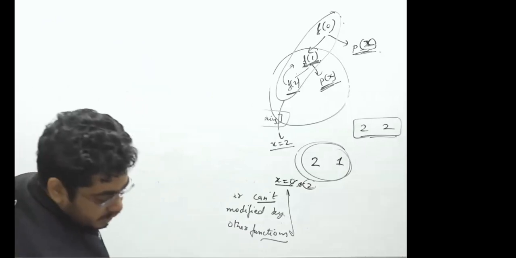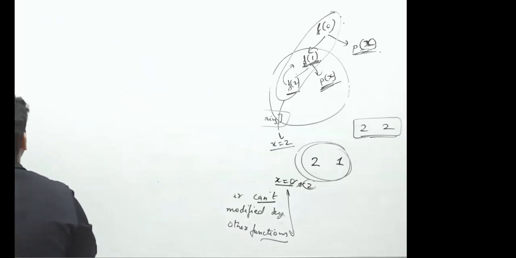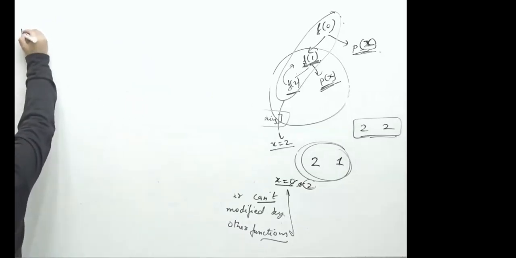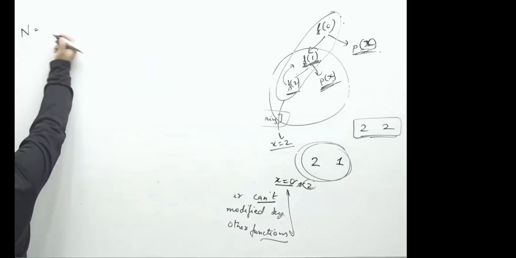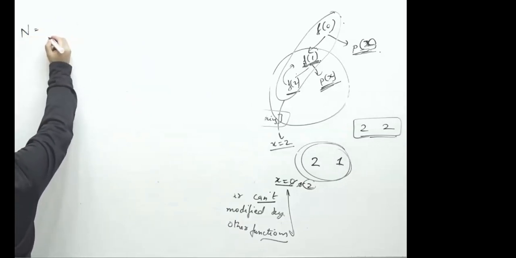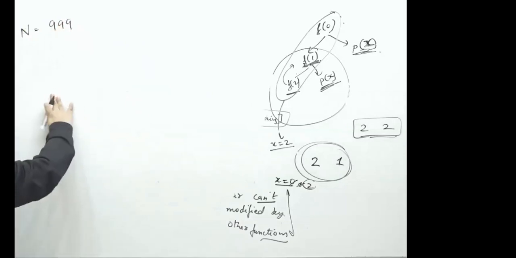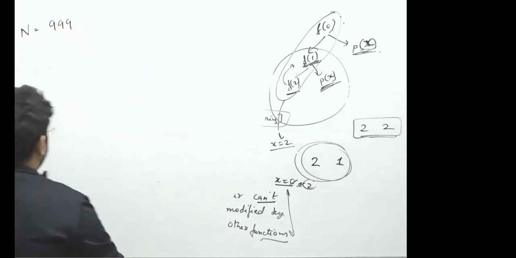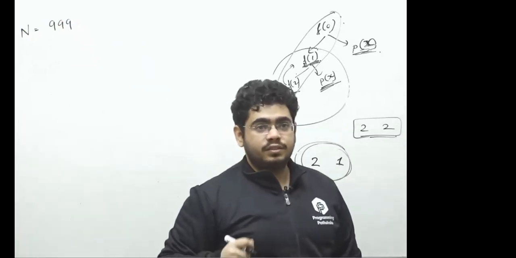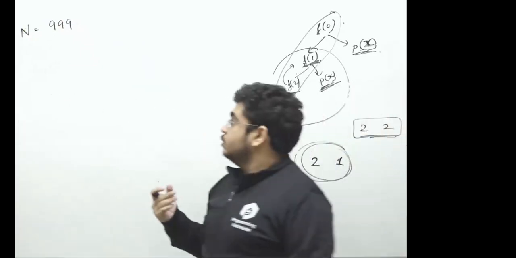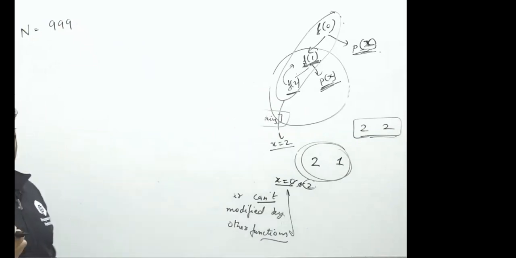So let's quickly do one problem. The problem says, let's say you are given a number n, which could be a little huge. As an example, let's take 999. What you need to do is find the sum of its digits repeatedly.